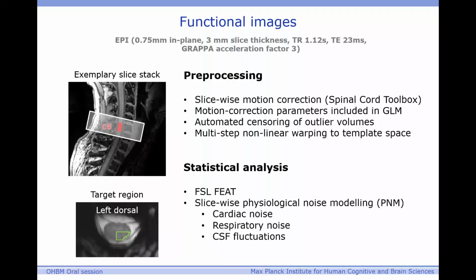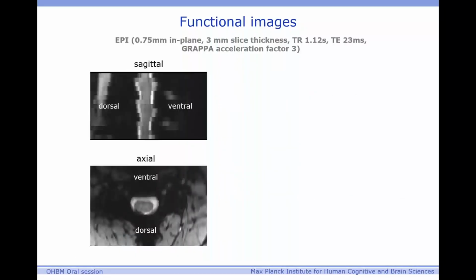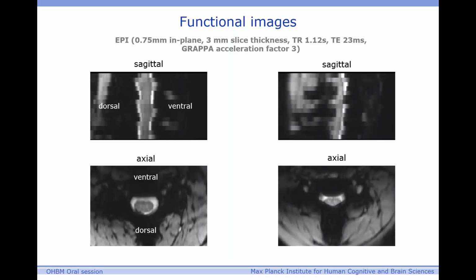But importantly, we have to deal with all these noise components by using slice-wise physiological noise modeling, which is also specifically developed for spinal cord fMRI. And here you see data quality of one participant in the EPI data, but we have to admit here, data quality actually differs a lot across participants. So here you see another participant.